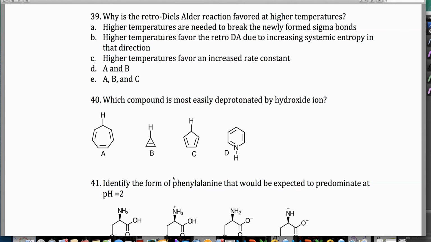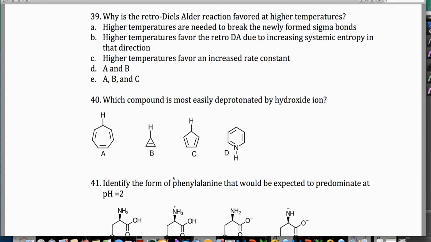Okay, why is the retro Diels-Alder reaction favored at higher temperatures? There are really two good reasons. Number one, you need to break the sigma bonds and convert them to pi bonds. That is not going to be favored thermodynamically, so it must be favored entropically. The higher temperatures provide energy to break the bonds. And number two, the increasing entropy of the retro reaction is entropically favored. So A is the correct statement, and B is the correct statement. C is also a correct statement. It just has absolutely nothing to do with explaining the thermodynamics. That's a kinetics phenomenon.